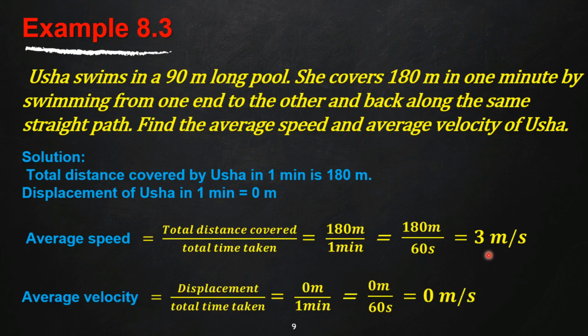What about average velocity? Here it is given. Average velocity is equal to displacement upon total time taken. Displacement is 0 meter in 1 minute. That means 0 divided by 60 second will come out to be 0 meter per second.